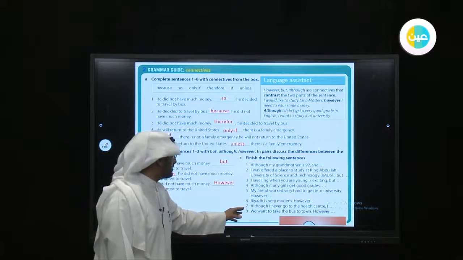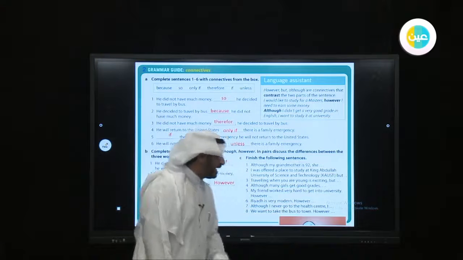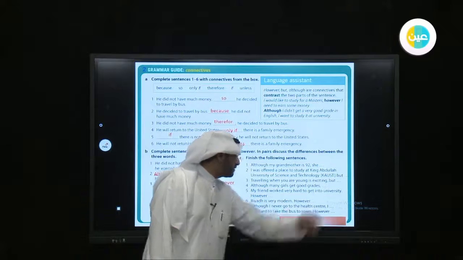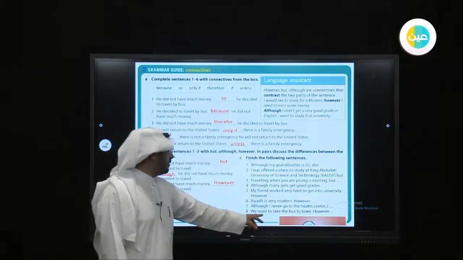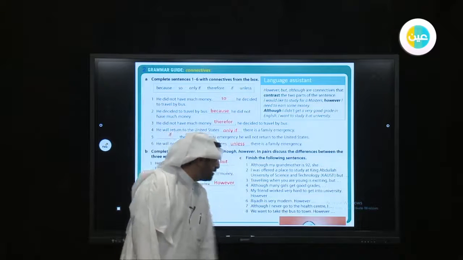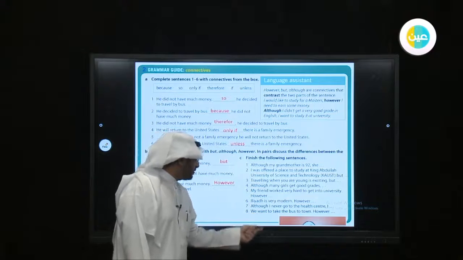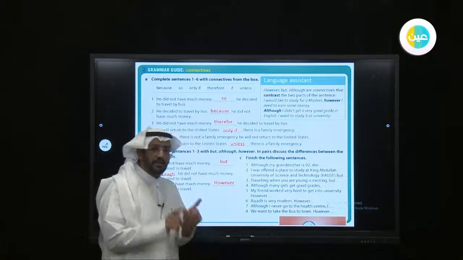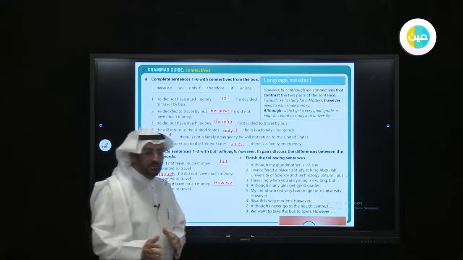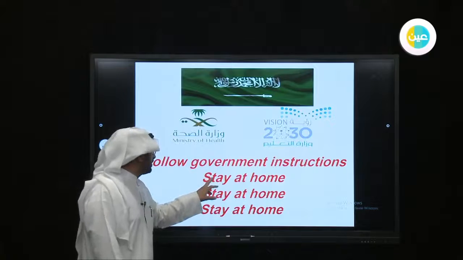Seventh sentence, although I never go to the health center, continue the sentence. We want to take the bus to town. However, you can continue the sentence. Attention: we want to, the short form is we wanna.